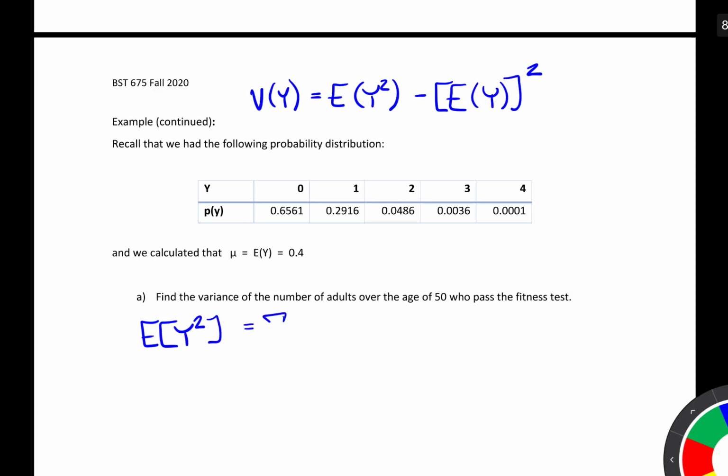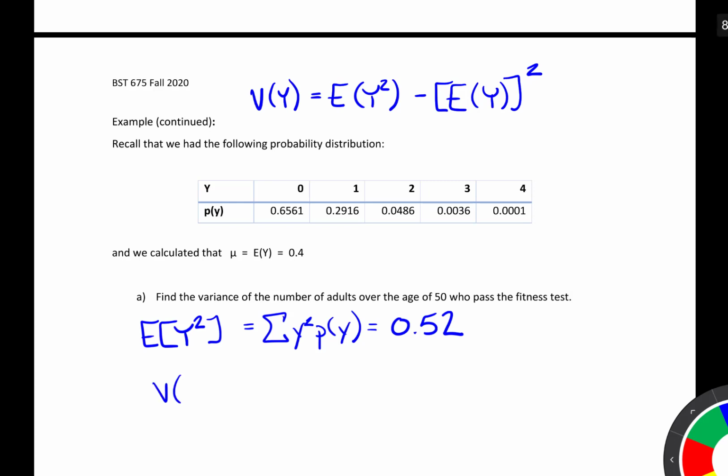And again, notice that this is going to be a weighted average of Y squared. So here, to find this value, you would take 0 squared times its probability, 1 squared times its probability, plus 2 squared times the probability, plus 3 squared times the probability, plus 4 squared times the probability. And if you did do that, you should find that's equal to 0.52. And we're already given that the expected value of Y is 0.4. That's what we found early on.